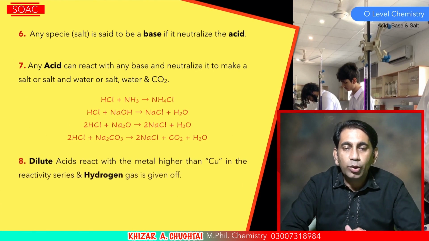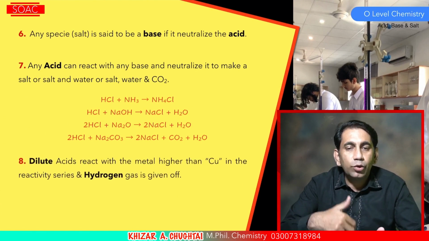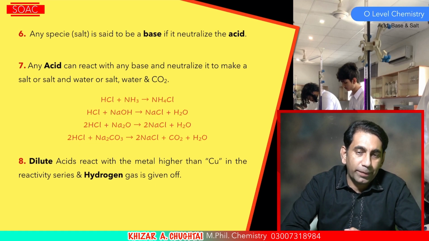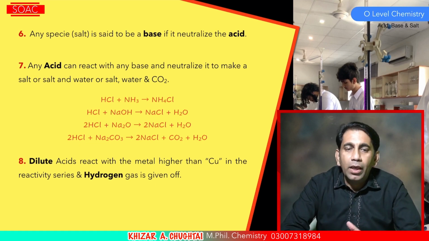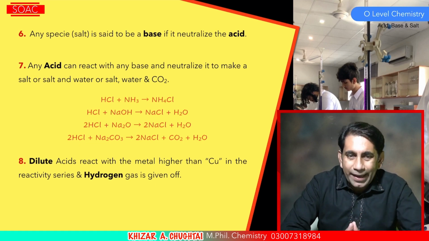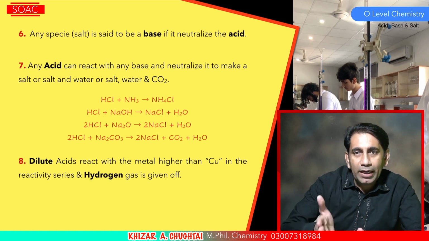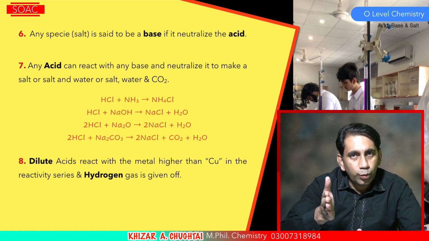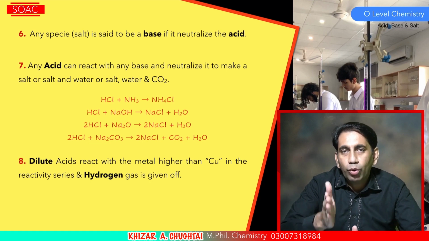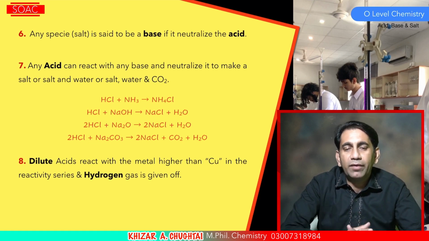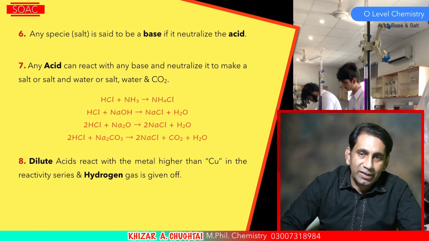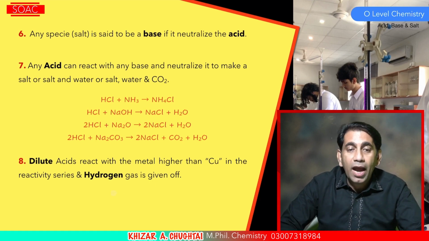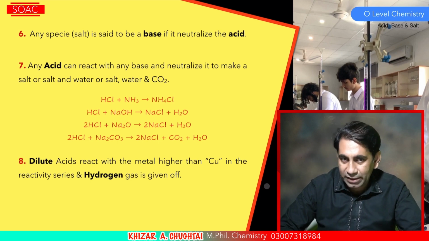Dilute acid reacts with the metals that are more reactive than copper or hydrogen, you can say. Any dilute acid can react with a metal which is more active than hydrogen, or more active than copper in the reactivity series. And at that time, hydrogen gas is given off.